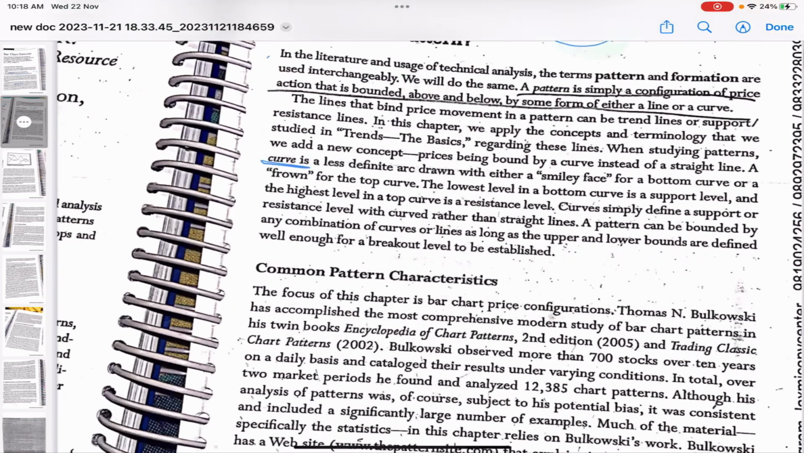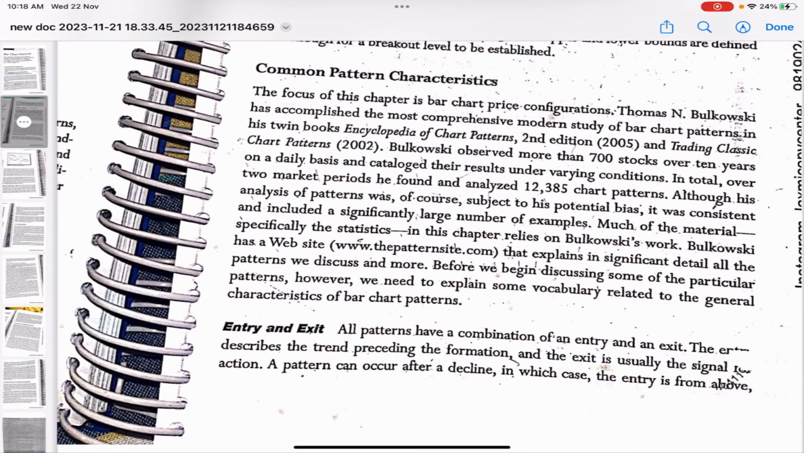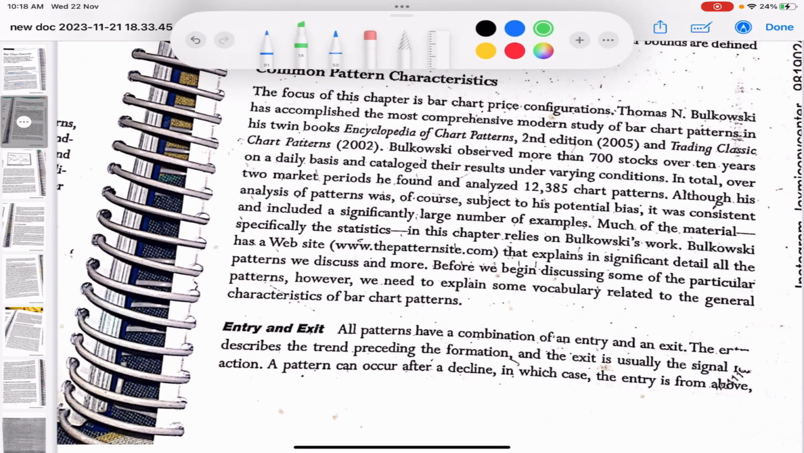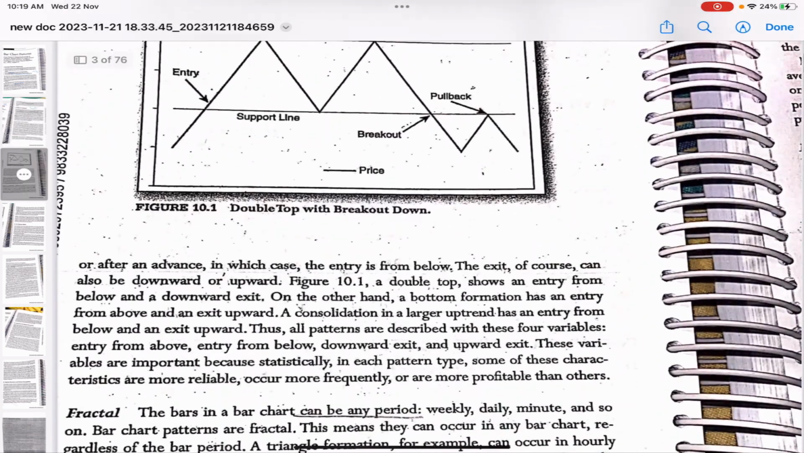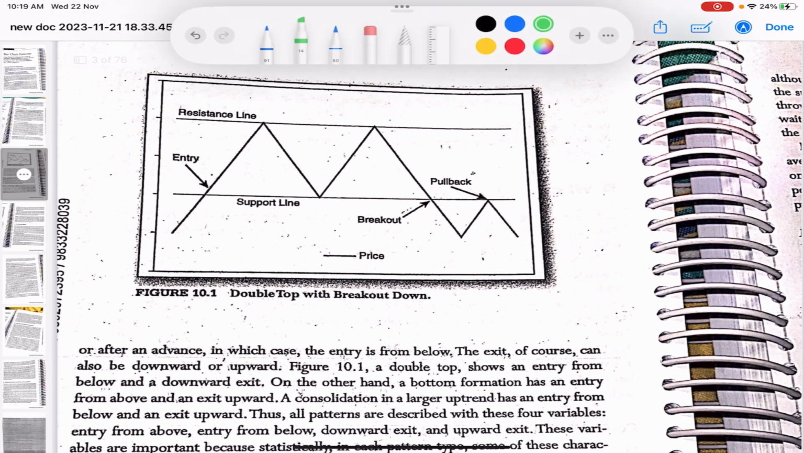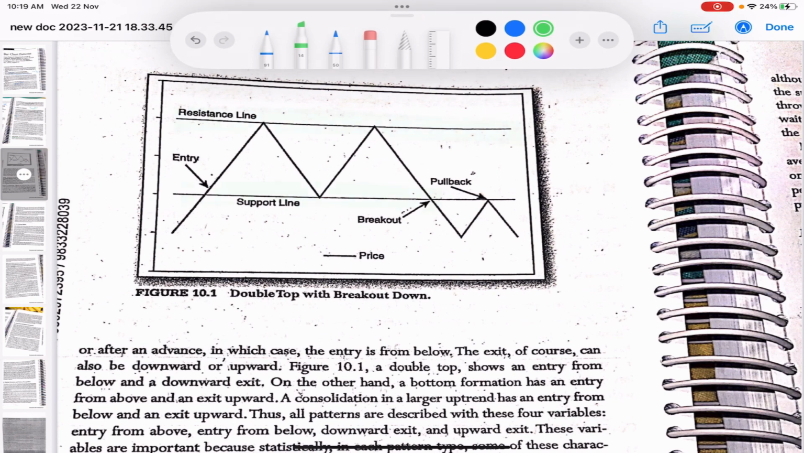Okay. All right. So now let's go to some of the characteristics of the patterns. The first thing is the entry and exit. Every single pattern which we will be studying in this chapter will have an entry and will also have an exit. We'll study that in detail. For example, look at these basic things: resistance, support, and here if you want to buy, then you will enter over here and the price will go till the resistance.